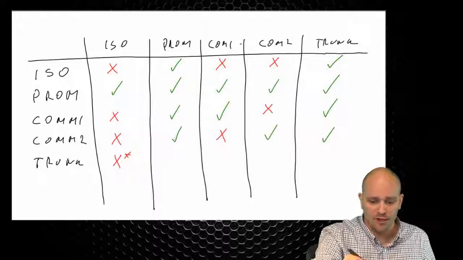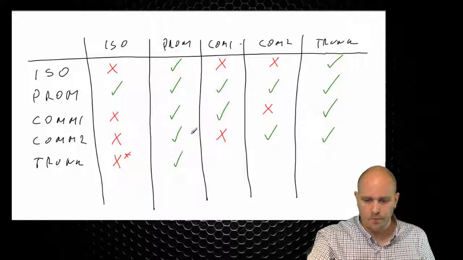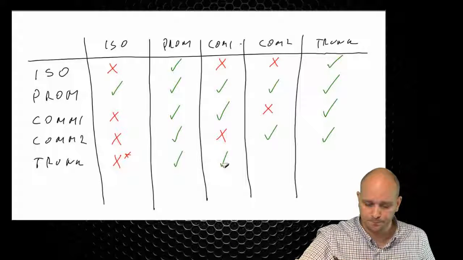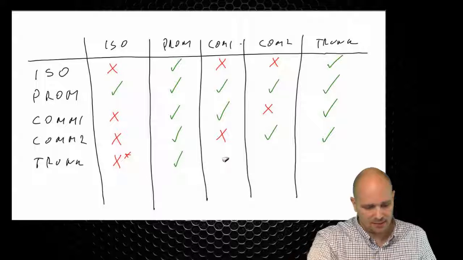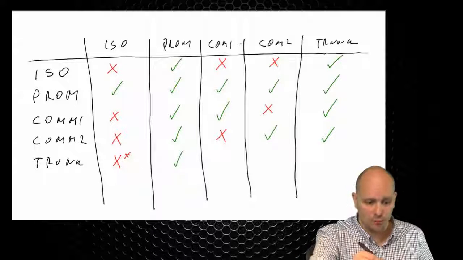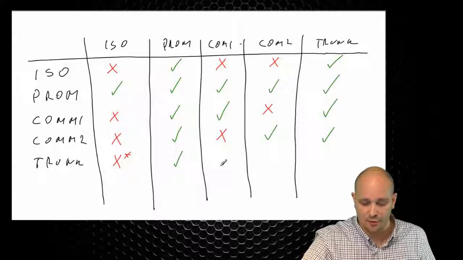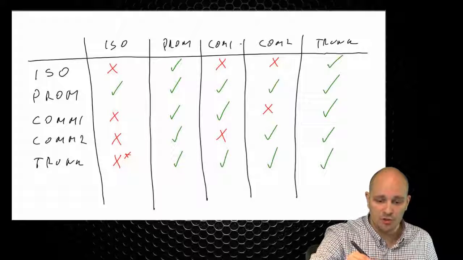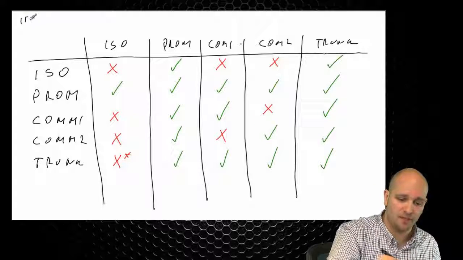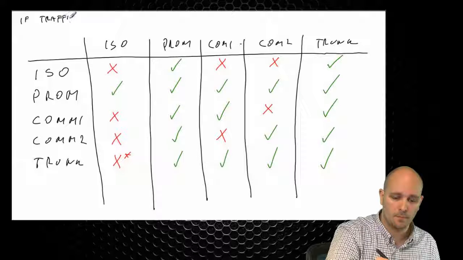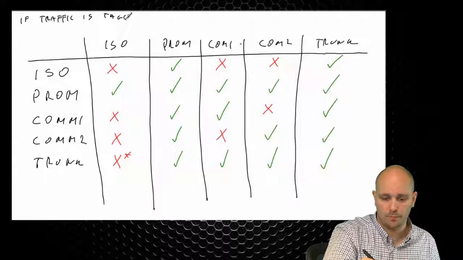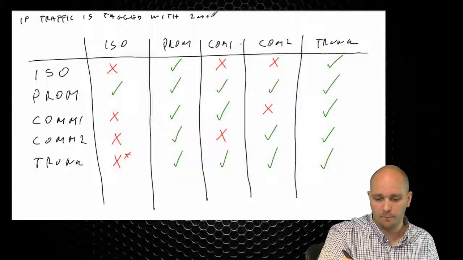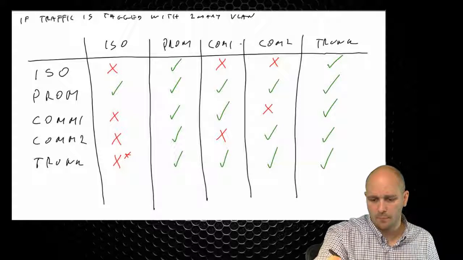Now, traffic coming from the trunk will go to promiscuous ports, will go to community 1 ports. Well, actually, it will not go to community 1 ports. Let me think about that. If it's tagged with, oh yes, it will. If it's tagged with the secondary ID, yes, it will be. The community 2 as well, and it will go to other trunks. So here I'm just going to put the note: this is if traffic is tagged with secondary VLAN ID.